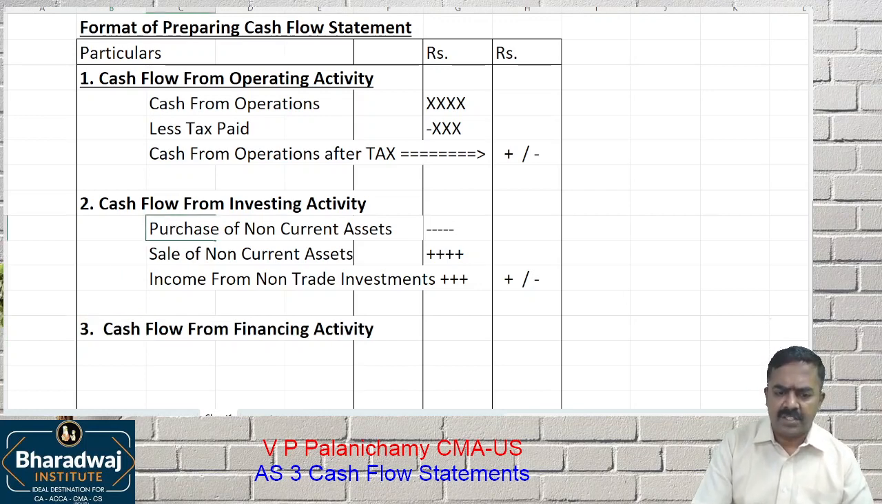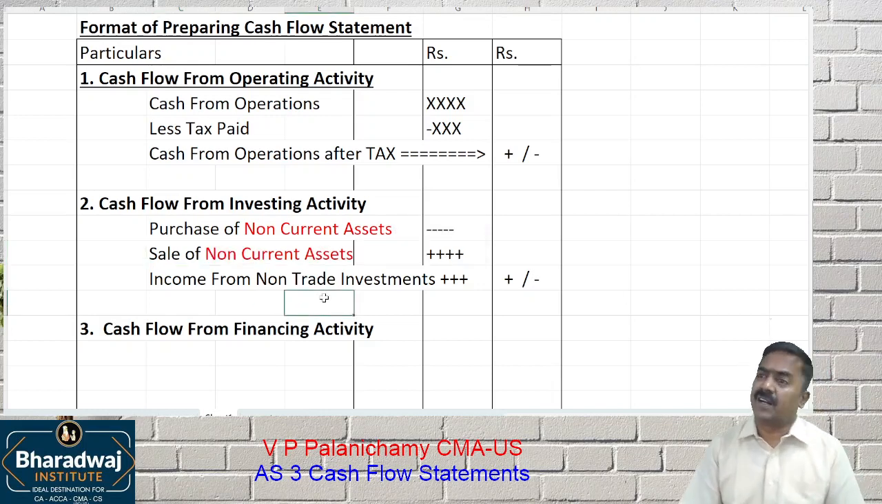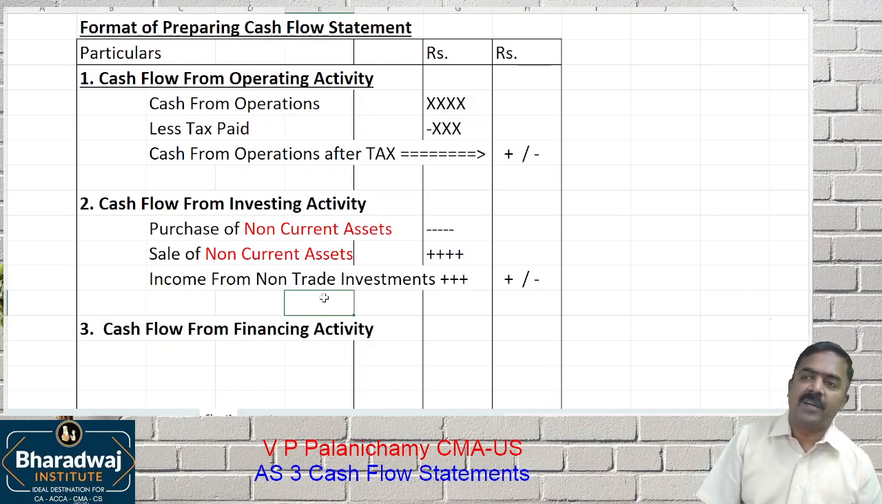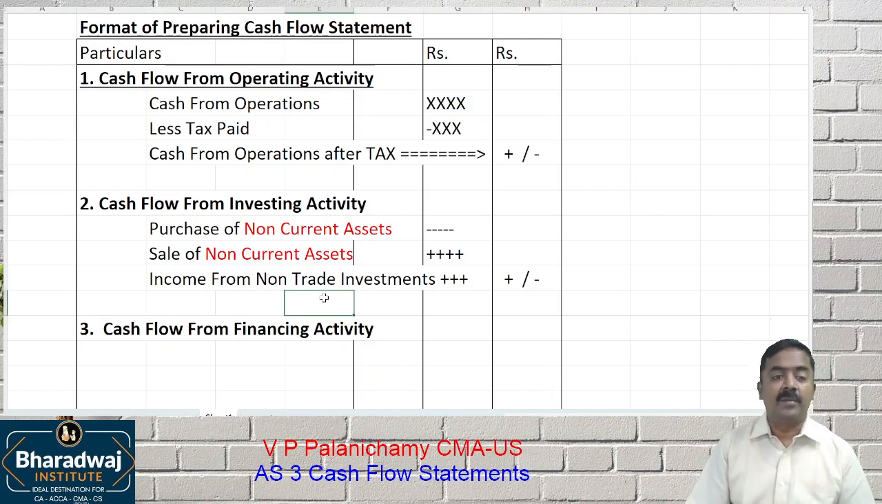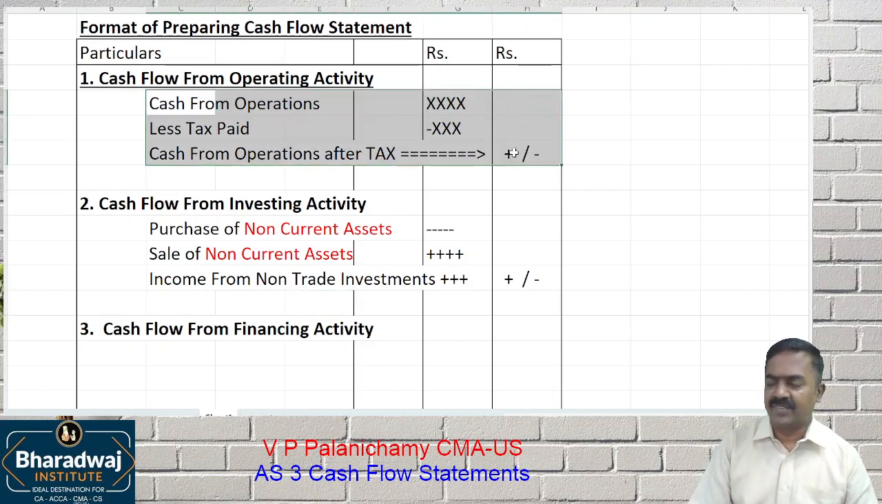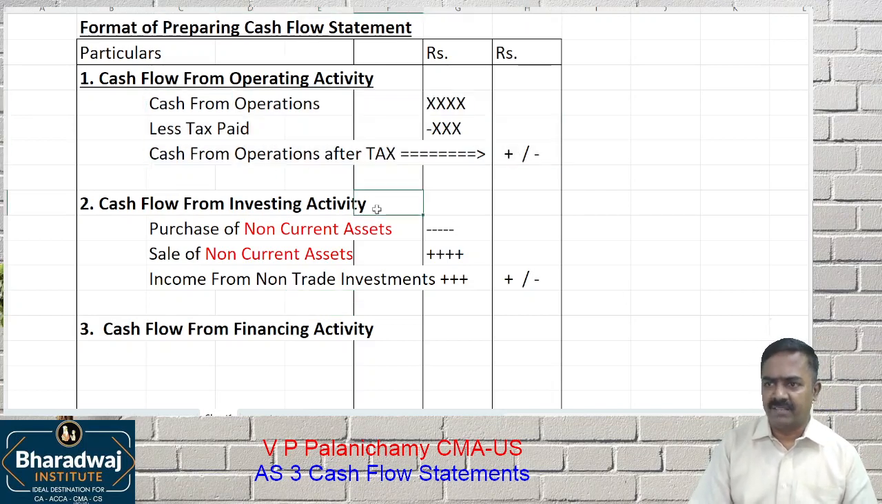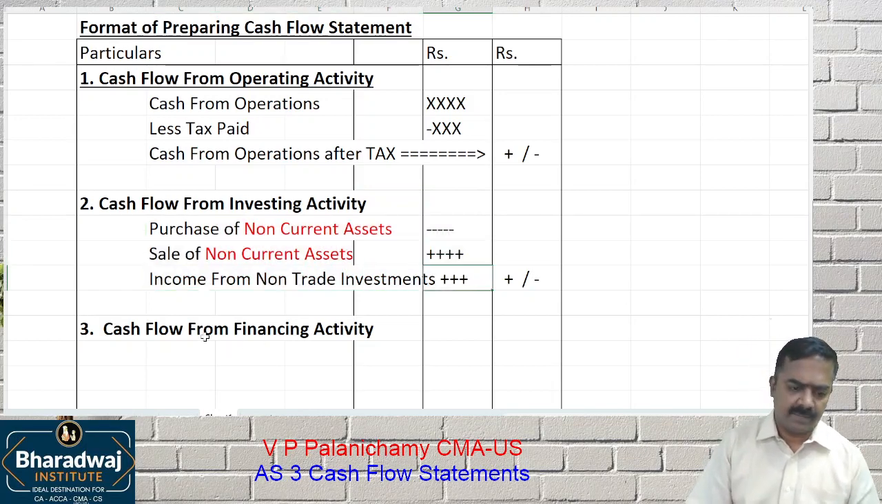See, purchase of non-current asset comes in which activity? Investing activity. Sale of non-current asset will come in which activity? Investing activity. Then what about purchase of current assets? I purchase stock or I collect money from debtors, that will be which activity? Operating activity. Non-current assets are long-term investment activity.